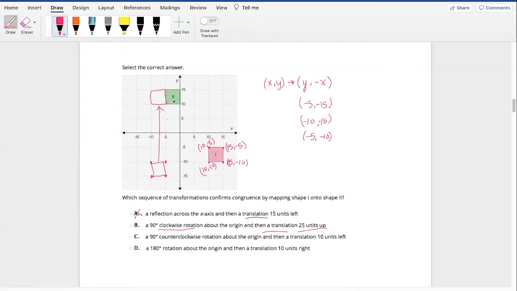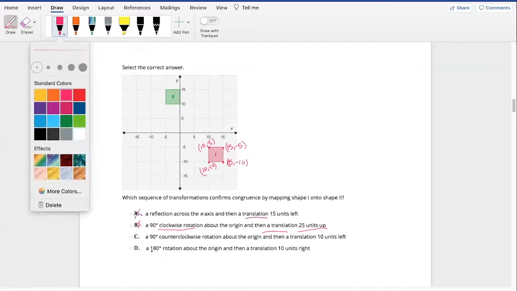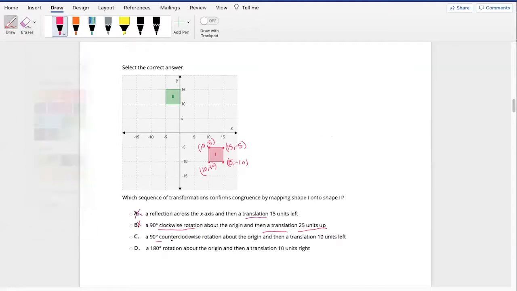Again, it does not land right on that figure 2. We did all that work and it still didn't work. Sometimes that happens. All right, and then let's try, hopefully we have better luck with this next one. The next one says a 90-degree counterclockwise rotation about the origin. And then a translation, 10 units left.